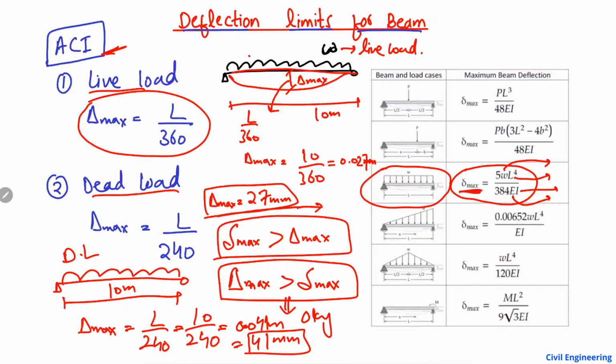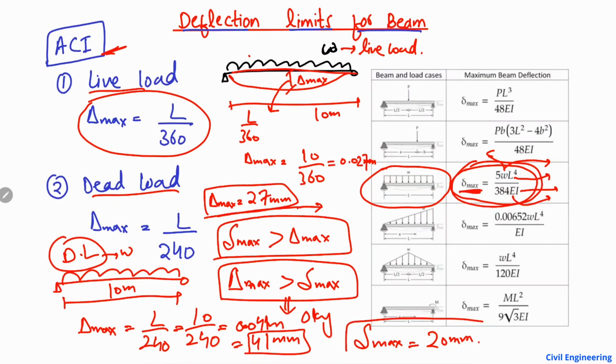And again, if we find this delta maximum for our dead load, and in this case we put W as the dead load, and we find this delta maximum is, for example, 20 millimeter, then it means that our beam is safe because this delta maximum is smaller than the allowable delta maximum. So now our beam is safe and we can work with this beam.